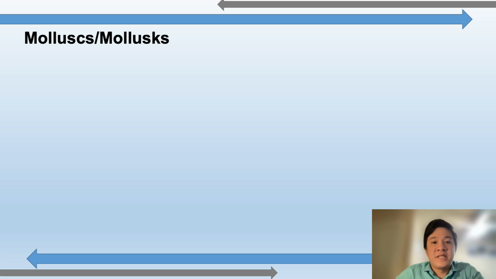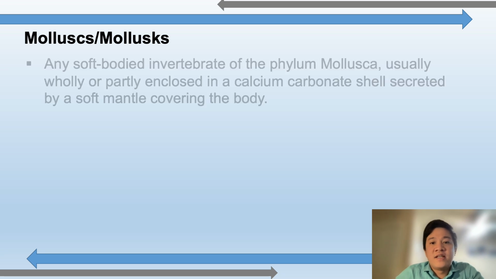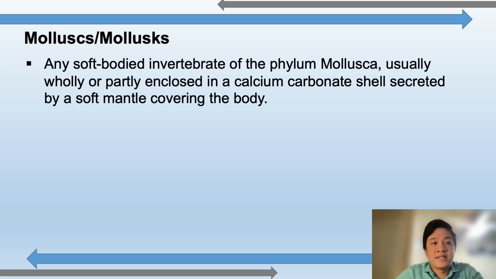These species are soft-bodied invertebrates of the phylum Mollusca, usually wholly or partially enclosed in a calcium carbonate shell secreted by a soft mantle covering the body. Mollusks are usually cultivated in their natural habitat without any addition of feed.